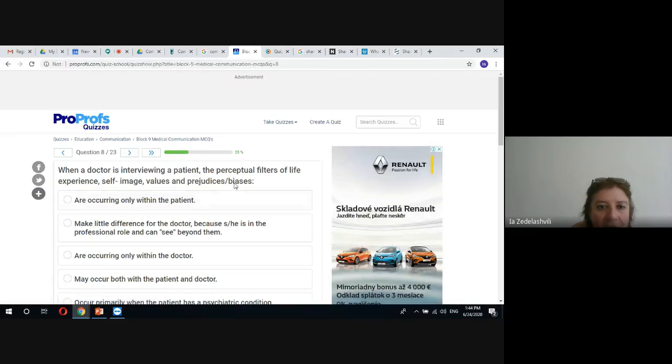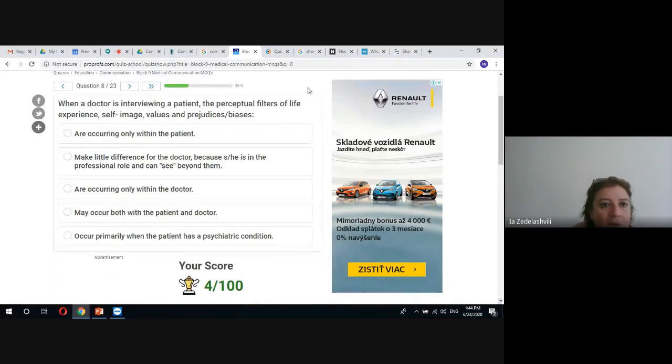When a doctor is interviewing a patient, the perceptual filter of life experience, self-image, values, and prejudice, biases: are they occurring only within the patient, making little difference for the doctor because she or he is in the professional role and can see beyond them; are they occurring only within the doctor; may they occur both with the patient and doctor; or do they occur primarily when the patient has a psychiatric condition? What do you think?